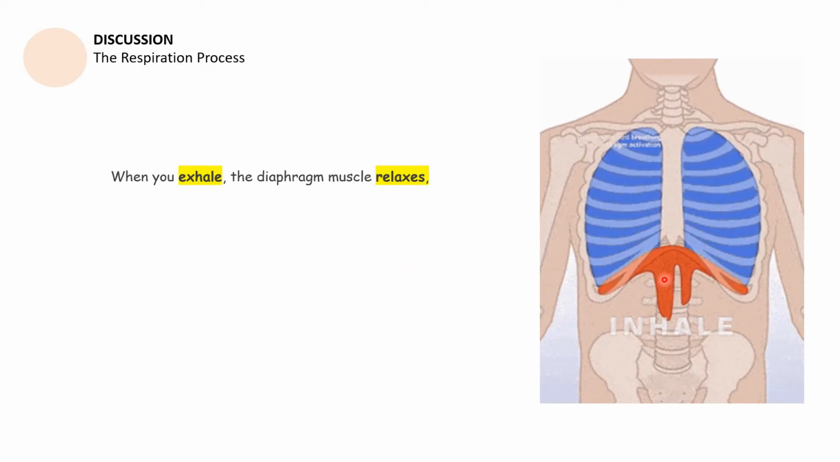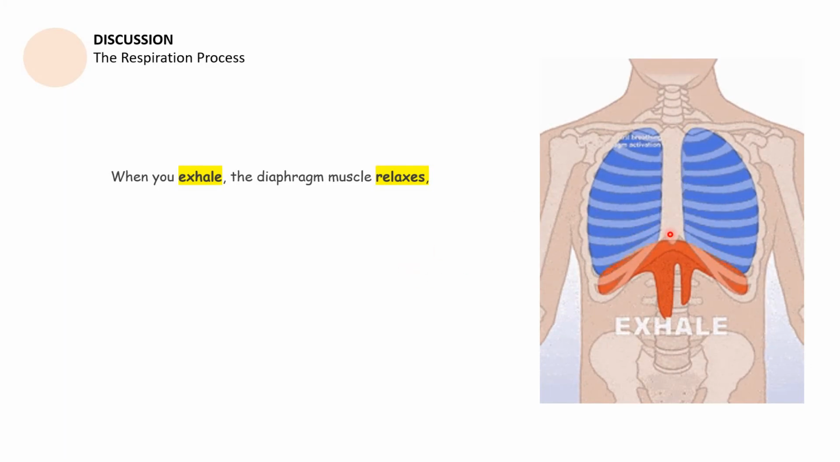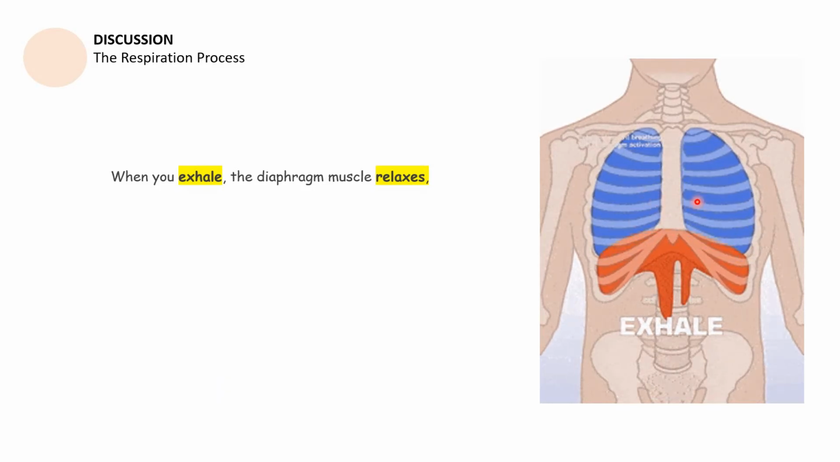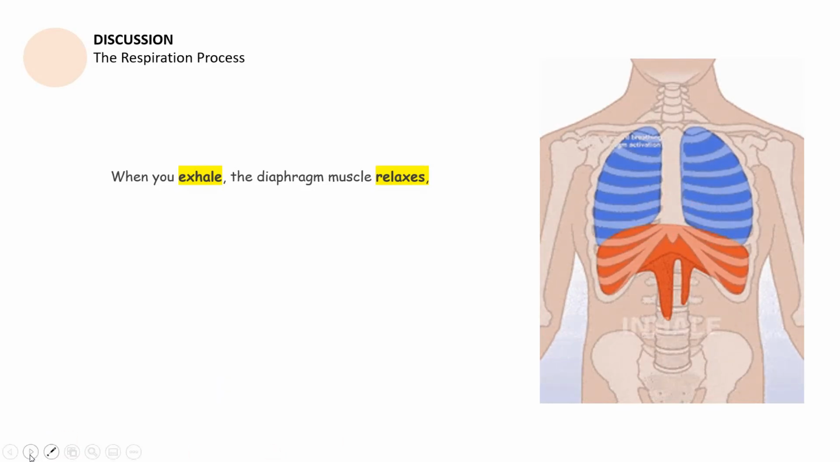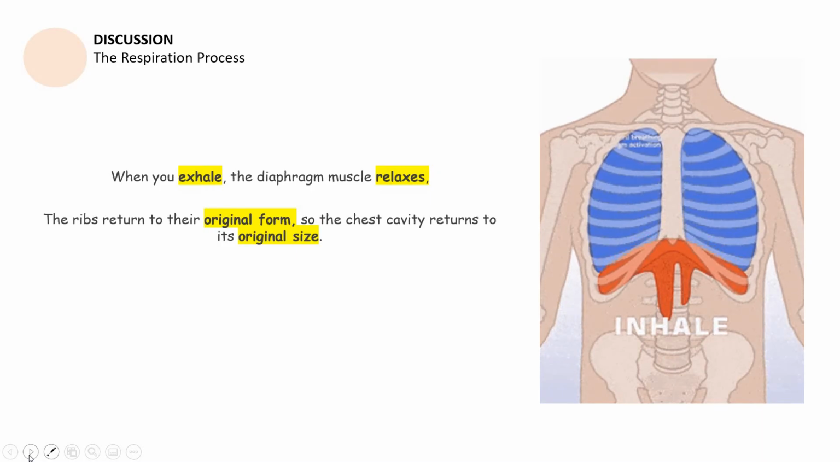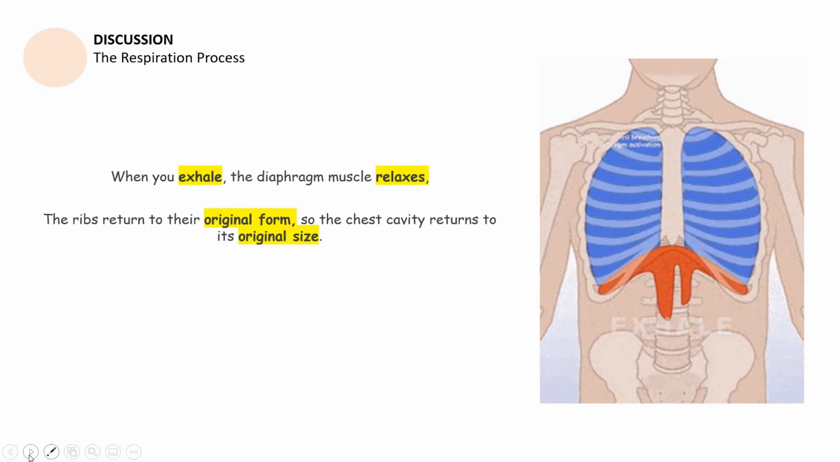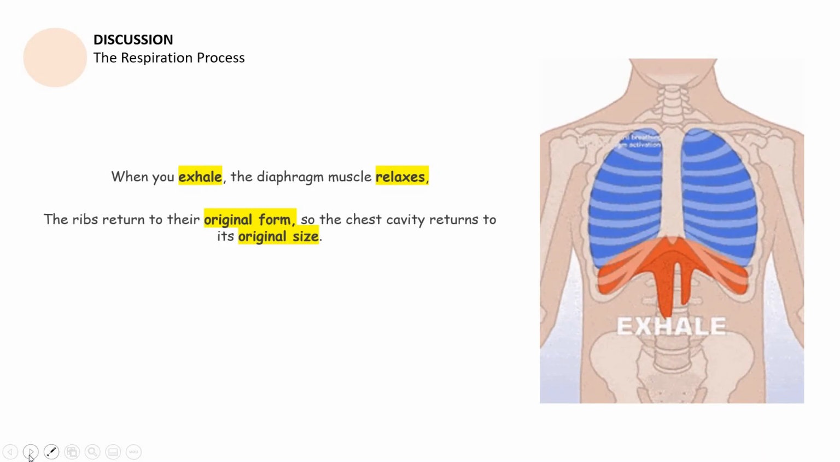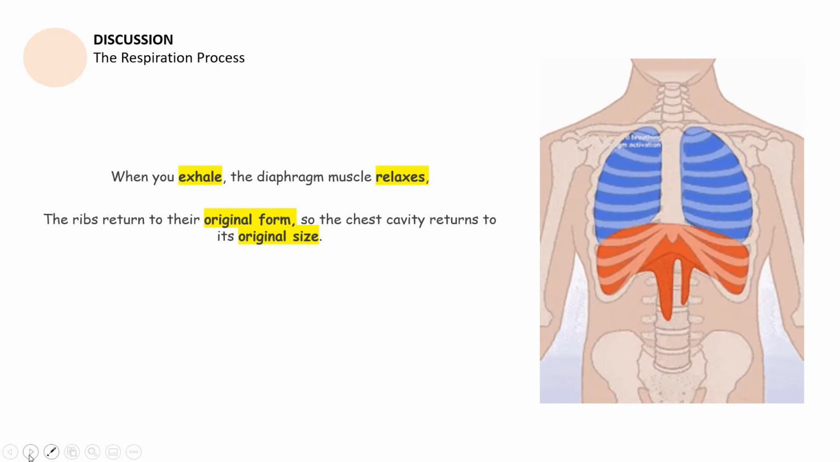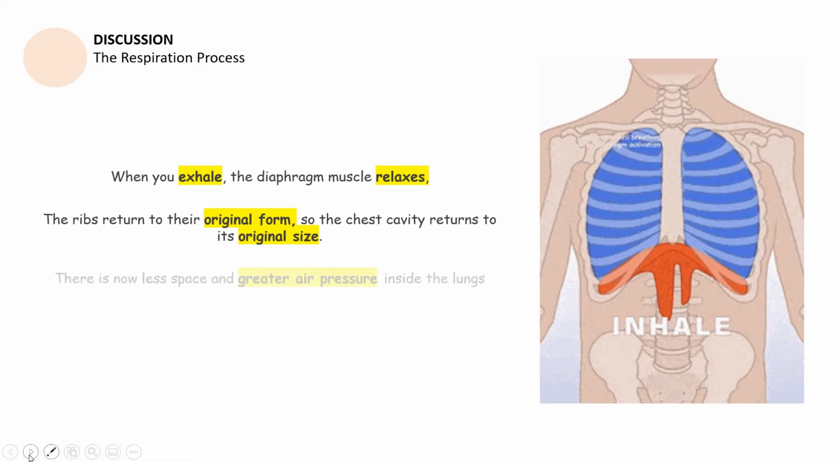So what happens when it relaxes is that the lungs are becoming smaller, thus the chest cavity is also getting smaller. They are actually not getting smaller, they are returning to their original form. The ribs return to their original form. Thus the chest cavity returns to its original size.